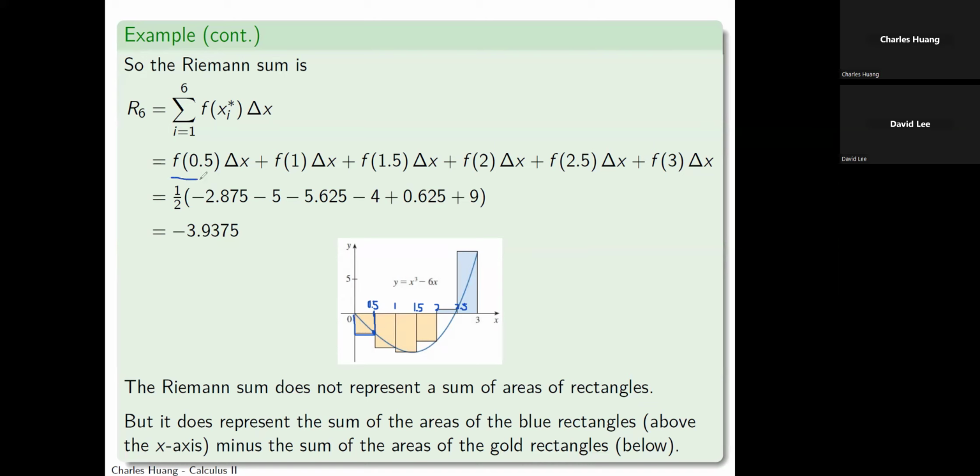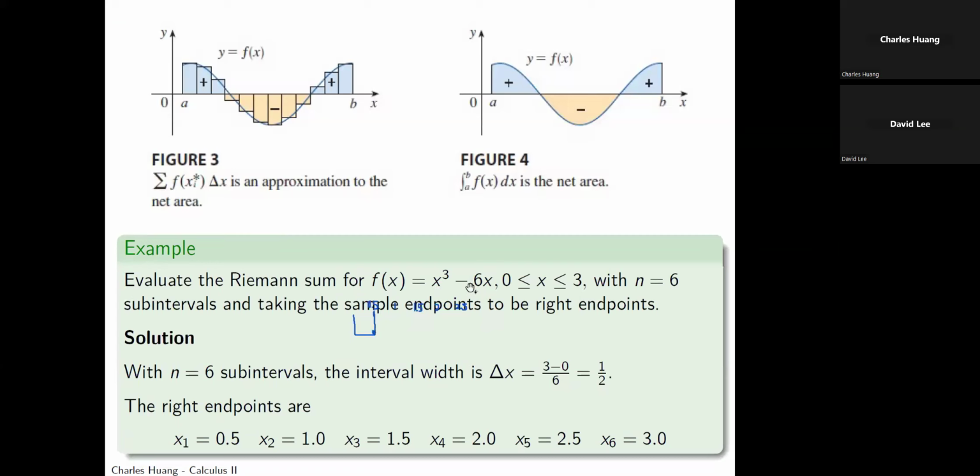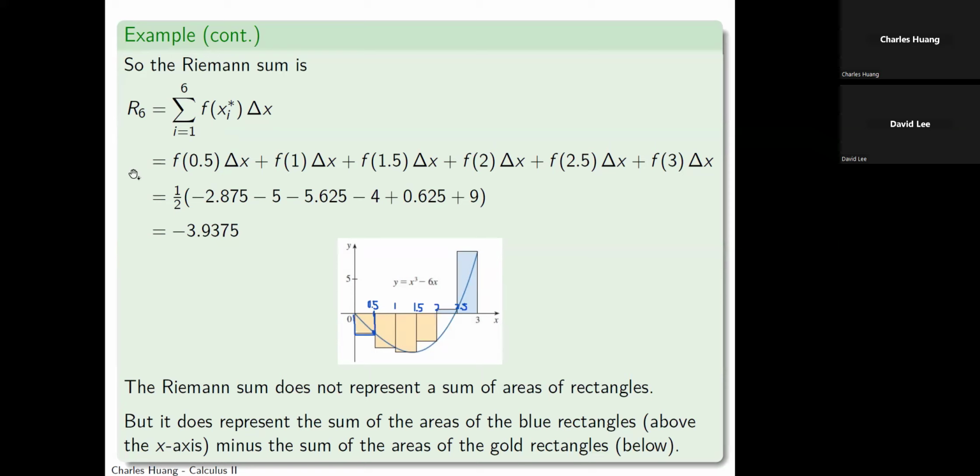Now, of course, how did I calculate the value? Remember, we had to go back and look at my function. My function is x cubed minus 6x. So when x is equal to 1, it's going to be 1 minus 6 times 1. So that's why we have f of 1 is -5.